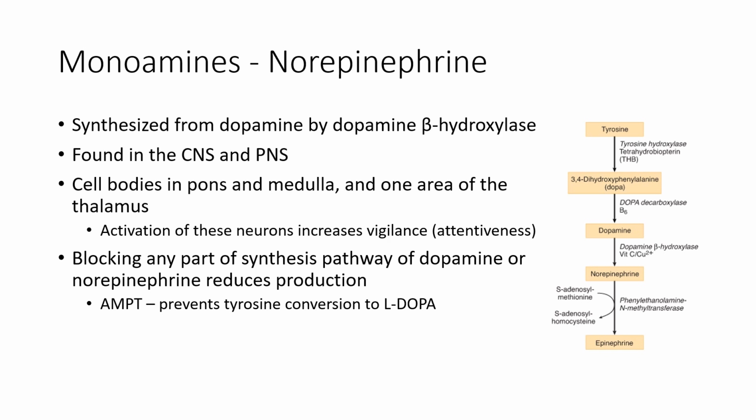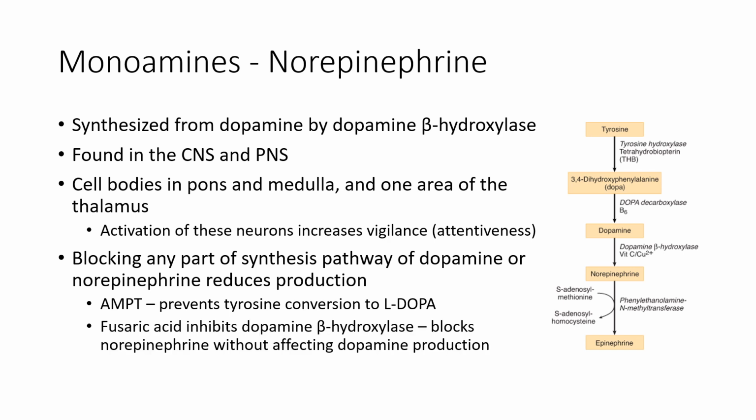So if we look at the drug AMPT, this prevents tyrosine conversion to L-DOPA. So that is the very beginning of the stair-step process here. AMPT prevents tyrosine from becoming L-DOPA. Well, if that process is stopped, then you can't get dopamine and then get norepinephrine. So this is going to block production of norepinephrine.